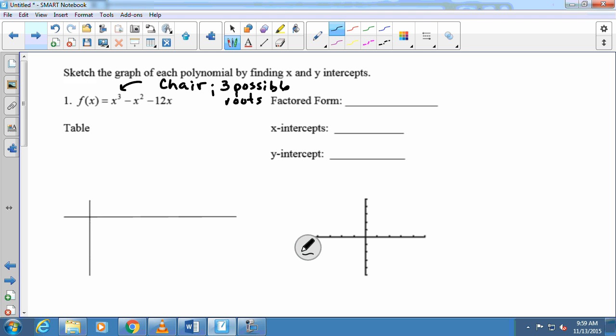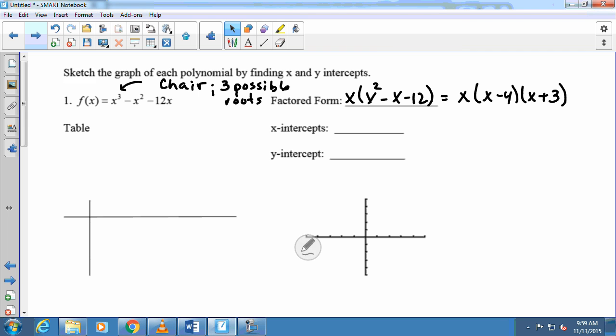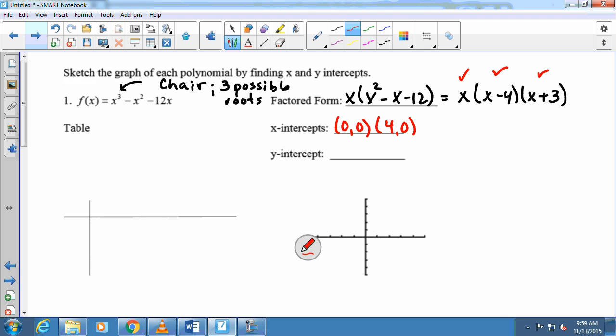So the first thing I'm going to do is write it in factored form. So I'm going to take out an x. I've got x squared minus x minus 12. Continue factoring that: x minus 4 and, how about, x plus 3? So those are my 3 factors. From my 3 factors, I can see my 3 intercepts, and those are going to happen at 0, 0 from the x, 4, 0 from the second factor, and negative 3, 0 from the third.